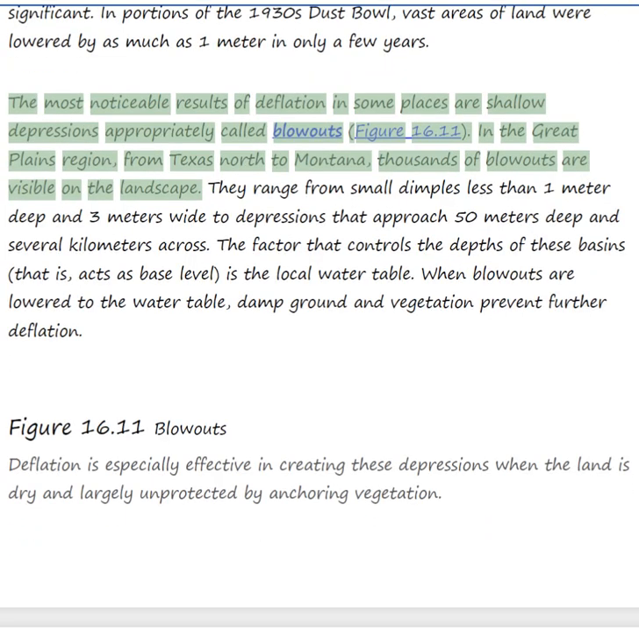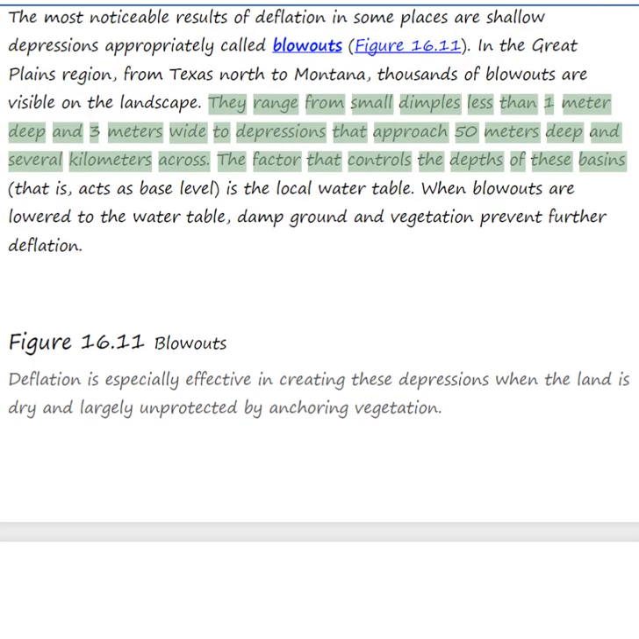The most noticeable results of deflation in some places are shallow depressions appropriately called blowouts. In the Great Plains region, from Texas north to Montana, thousands of blowouts are visible on the landscape. They range from small dimples less than 1 meter deep and 3 meters wide to depressions that approach 50 meters deep and several kilometers across.